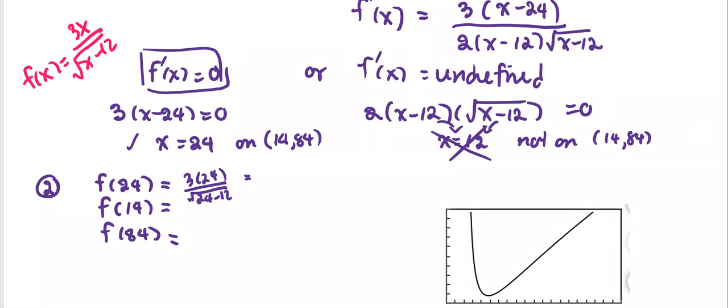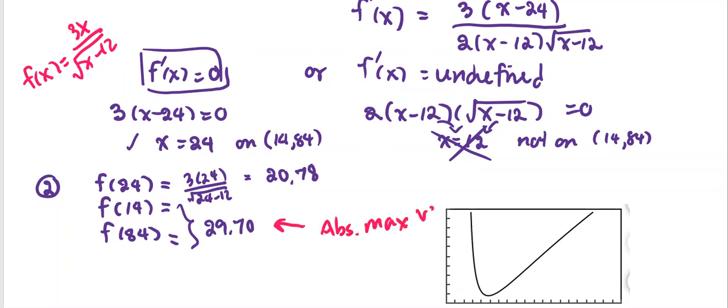So the function value at those points, f at 24 as a decimal form is 20.78, and f at 84, they give the same number, which is 29.70. From these numbers, you just see which one is the smallest and which one is the greatest. The greatest is going to be the absolute maximum value. Value is the function value or the y, and the smallest is the absolute minimum value.